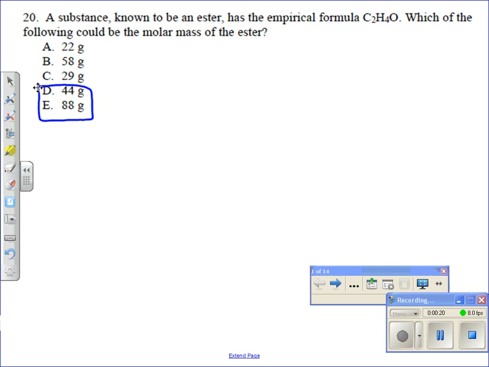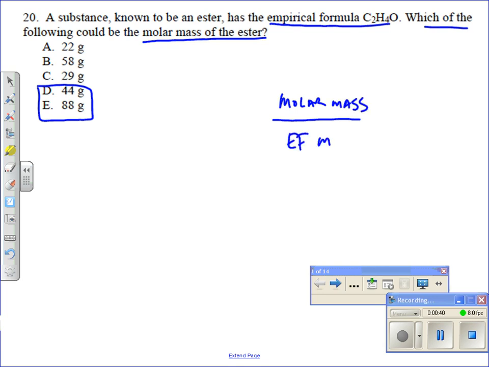I changed it. Remember, when you try and find empirical formula versus molar mass, remember that the molecular formula is a whole number ratio to the empirical formula. Because when we did the molecular formula, we took the actual molar mass and divided it by the empirical formula molar mass. And then we got the magic number and we multiply it. You know this has to be a whole number: 1, 2, 3, 4, or whatever.